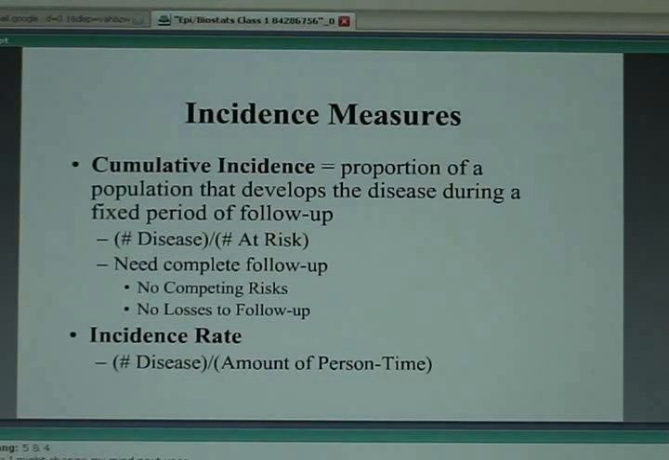You add all that person time together, so everyone is contributing to your study as long as they remained at risk for developing the disease. Those people who died from a different cause of death, or those people who are lost to follow-up, were no longer at risk for developing your disease once they died from another cause or once they were lost to follow-up. So you accrue person time as you follow people through the study.